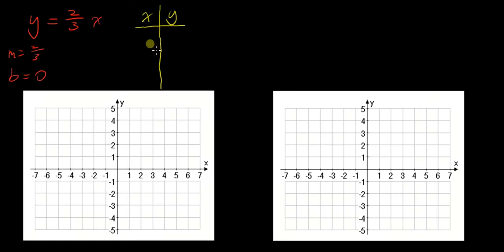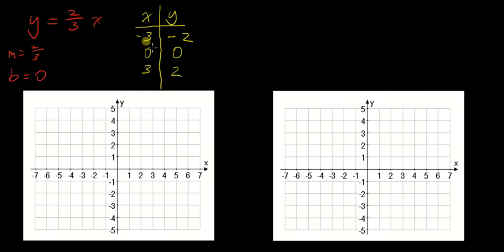Okay, in this case, it's kind of more convenient to use -3, 0, and 3. If I plug in -3 for x, and you can verify it yourself, I'm not going to spend a lot of time on this, then y is going to equal -2. If I plug in 0 for x, well, 0 times anything is just 0, so y is 0. If I plug in 3 for x, well, 3 times 2/3 is just 2.